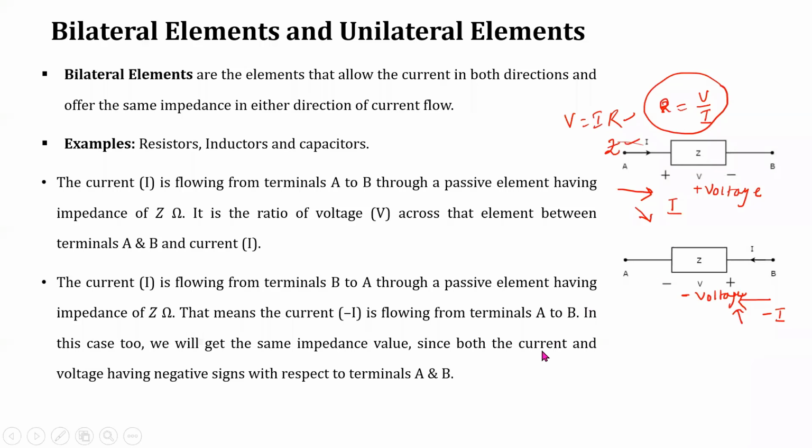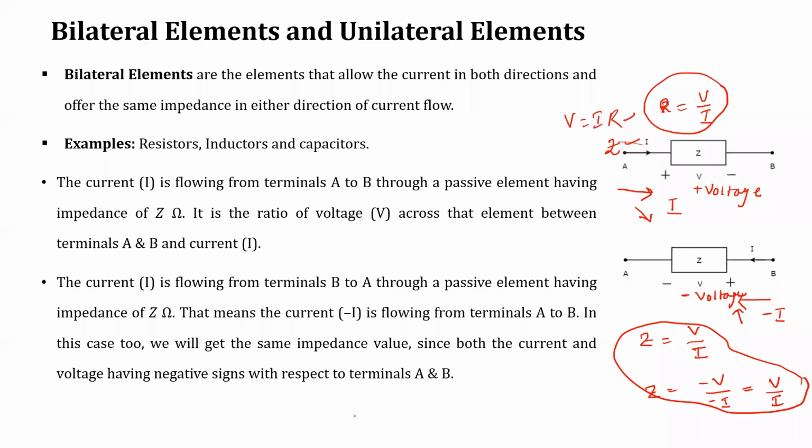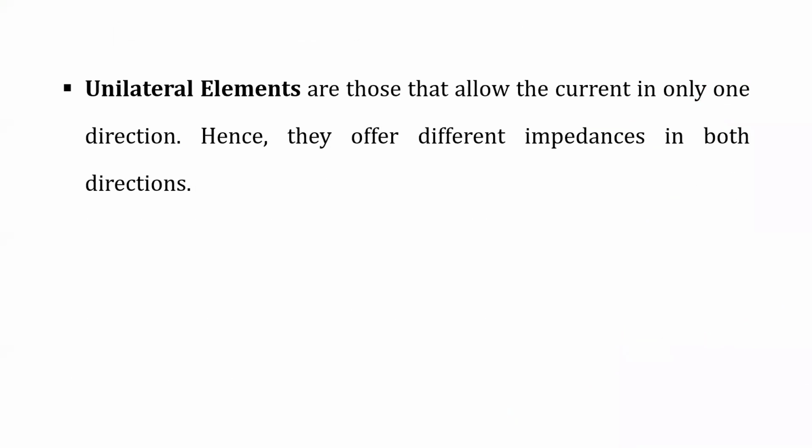But what is impedance? Impedance Z is equal to V by I in the first case. In the second case, it is minus V divided by minus I, which is equal to again V by I. So what is the conclusion here? If an element provides the same positive impedance in both directions, then such elements are called bilateral elements. Then what do you mean by a unilateral element?